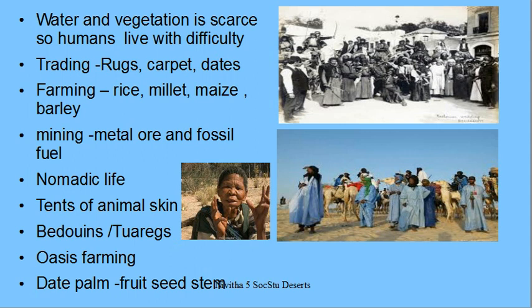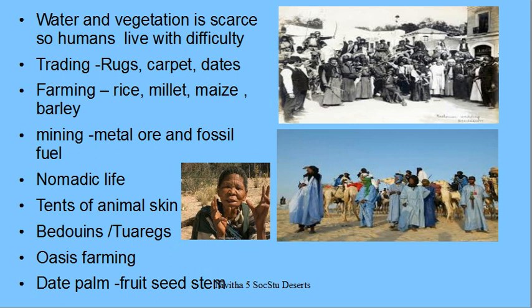Now, because life is difficult and there is no vegetation, some people of the deserts take to trading. That is one of the main occupations. They trade in rugs, carpets, or dates. The rugs and carpets are made of camel skin or goat skin. Some people take up farming. Farming is rice, millet, maize in summer, or barley in winter. Some people take up mining. Mining is for metal ores. The African deserts are very rich in metal ores. Then you have fossil fuel. What is fossil fuel? You can mine oil, gas, etc.